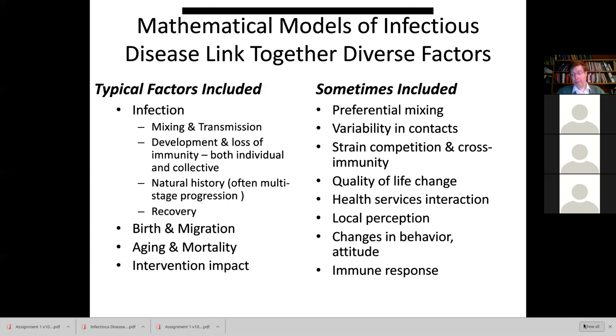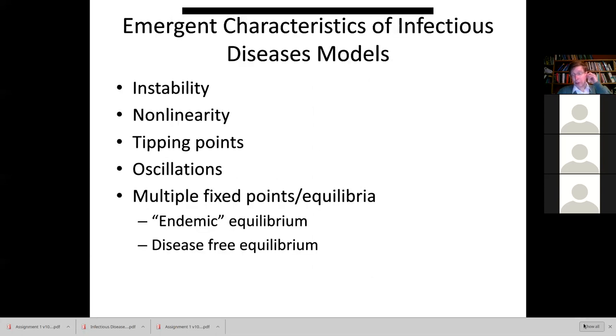We often will add many other layers on top of this. For example, right now, our models are being elaborated with representation of multiple strains or variants of infection. And sometimes they have preferential mixing, as our models do, of people from different backgrounds, you know, younger people hanging out with younger people and older with older, et cetera. And many other components that often make their way into these models and make them a very rich area and an urgently needed area for modeling.